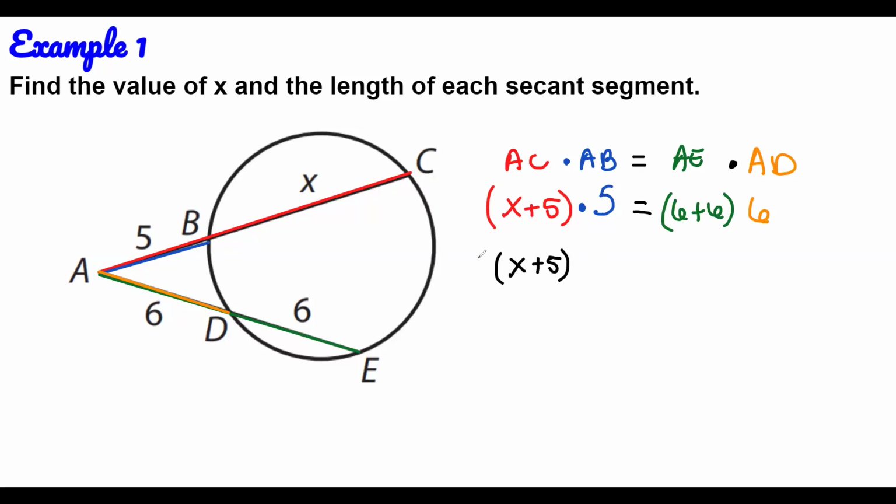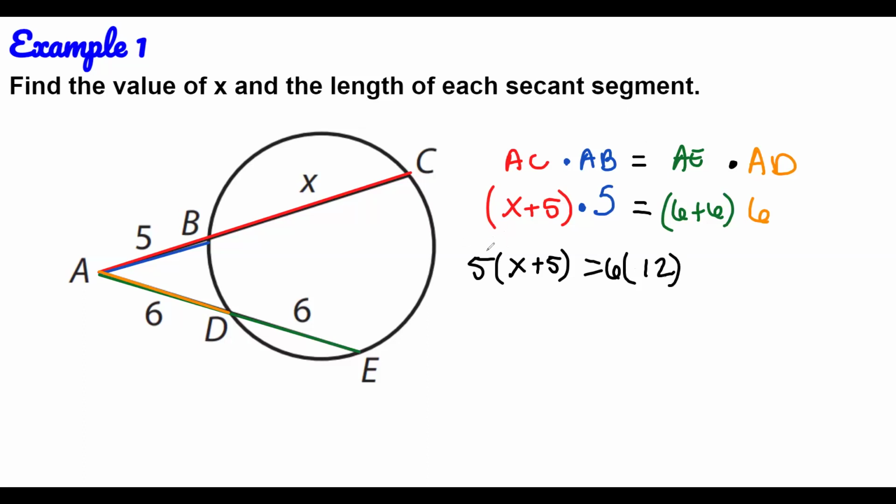And 5 is going to be multiplied outside. I just like to move my coefficient to the front. 6 plus 6 is 12, and this we're going to multiply again by 6. Now it looks more familiar to how we like to see our terms arranged.